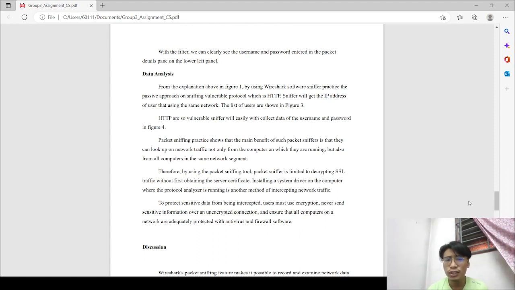To protect sensitive data from being intercepted, users must use encryption and never send sensitive information over an unencrypted connection, and ensure that all computers on a network are adequately protected with antivirus and firewall.